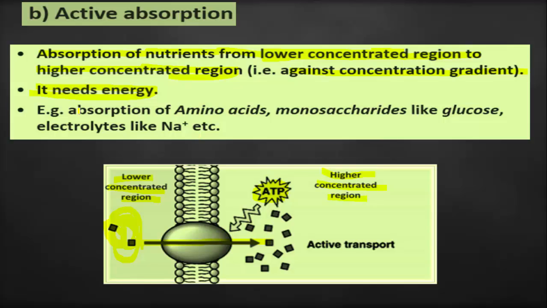What are the examples? Absorption of some amino acids, monosaccharides and glucose. Again, electrolytes like sodium are required for active transport also. Both of them take place depending on the concentration. Sometimes it will be through diffusion and sometimes through active absorption. Like this, the molecules are transported to the circulating fluid after the process of digestion.